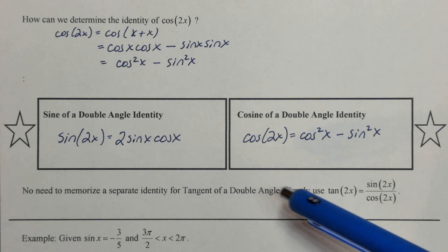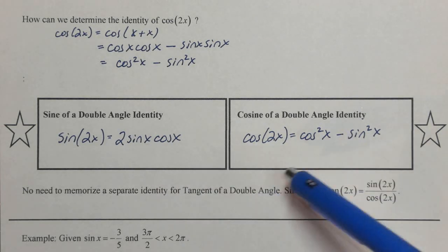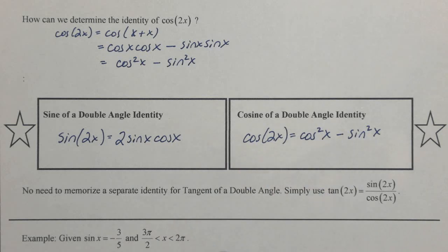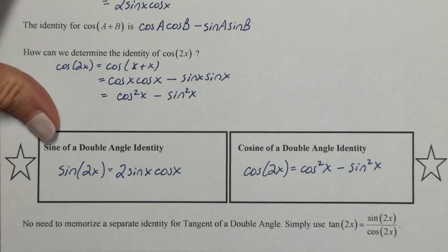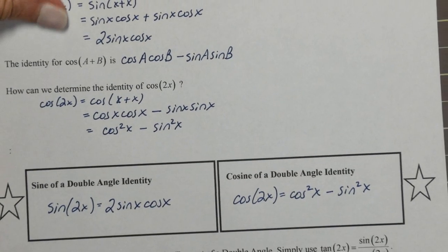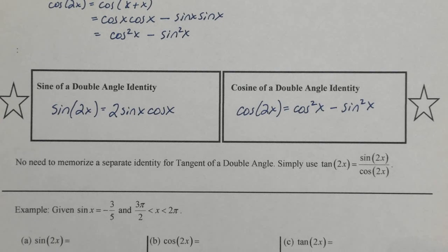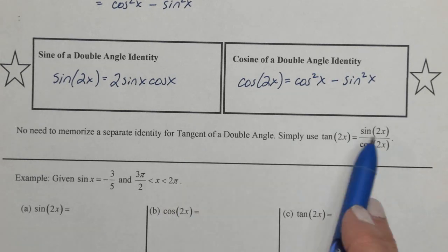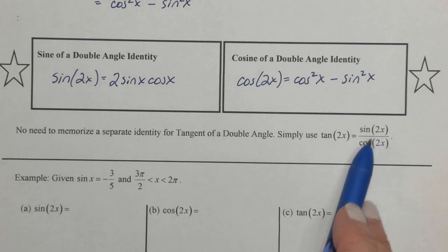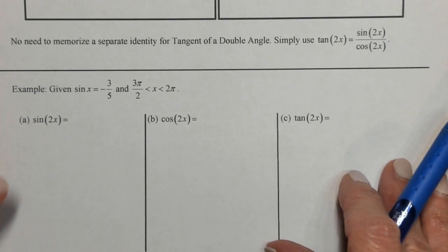I do need you to memorize these two. Okay, we also use these in calculus, so these are not going anywhere. We tend not to use the sum identities, but these double angle identities come up frequently enough that we need to know them. All right, we do not memorize a separate one for tangent. We just use sine of the double and cosine of the double. All right, let's look at an example.